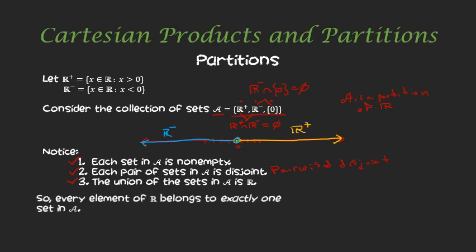And when you have these 3 things, this is why this is so special: now we can say every element of the real numbers belongs to exactly one set in A. Pick any real number you want, say 1,000,000. That's in R plus and not in R minus and not in the set containing 0. It's in exactly one of them, no matter what real number you pick. If I pick pi, that's in R plus, not R minus, and not the set containing 0.